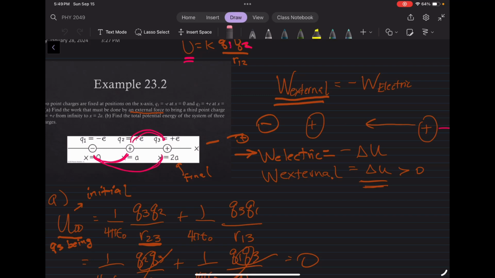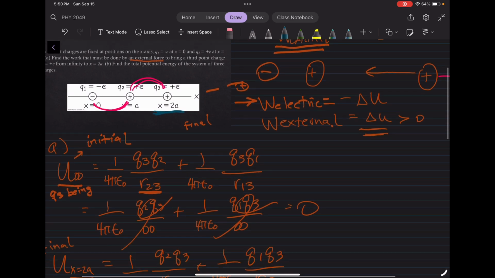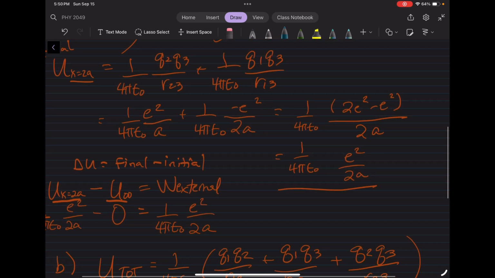So we just finished example 23.2, where we found the work that must be done by an external force to bring a third point charge from infinity to this point shown here, x equals 2a. And what we saw was that the value of the work was positive.